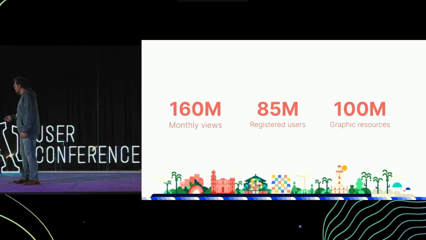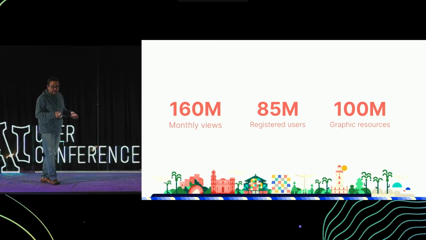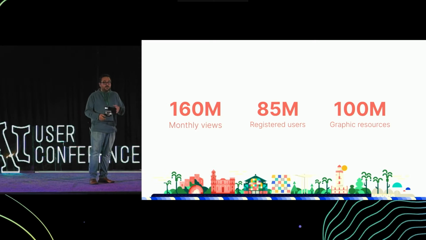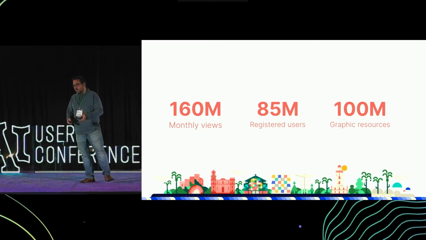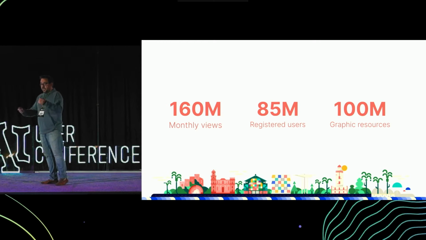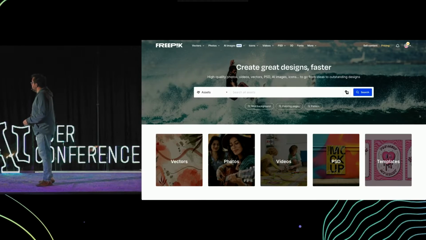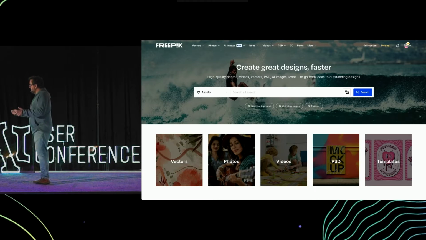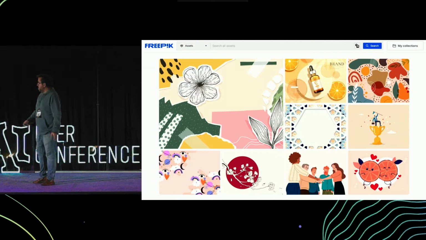Over the years, Freepik grew to a massive audience. We now have more than 100 million resources, 85 million registered users, and every month we get more than 160 million views on our website. All these creative people come to us to get and download content. This is how Freepik looks today. You have vectors, photos, videos, PSD templates, 3D, typography, etc. And it's easy for you to search, find, and download.